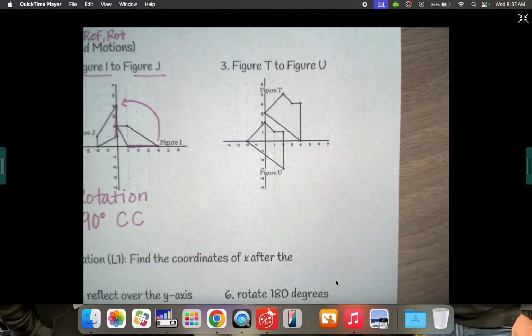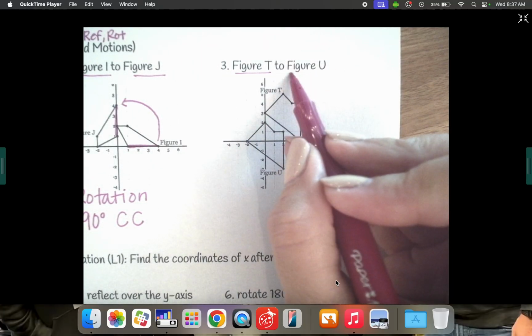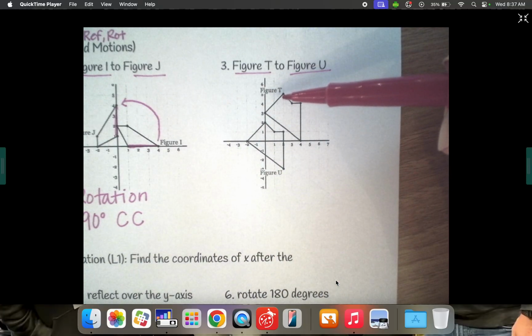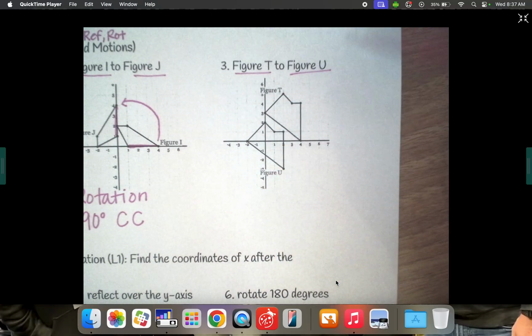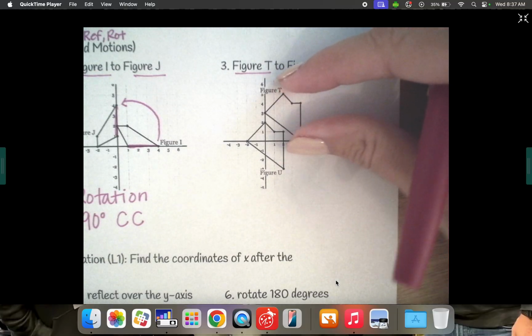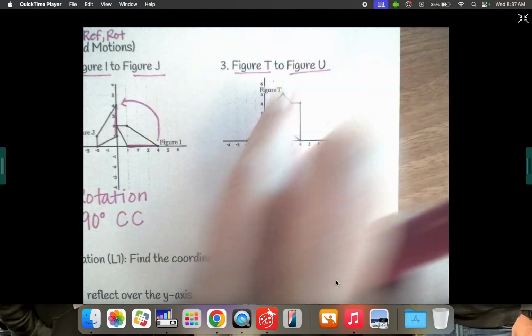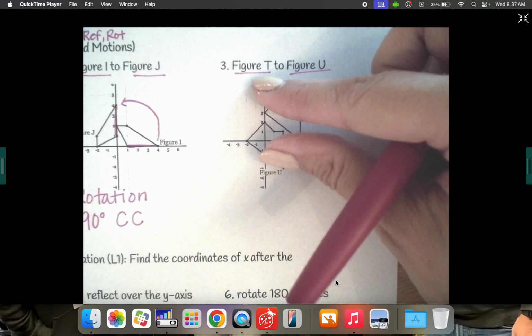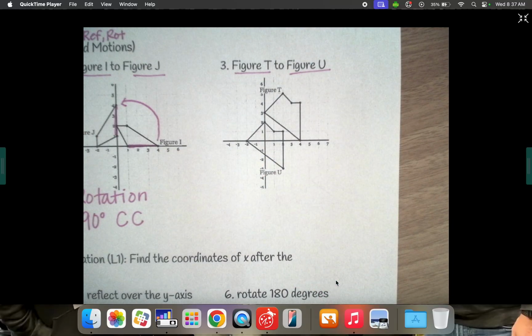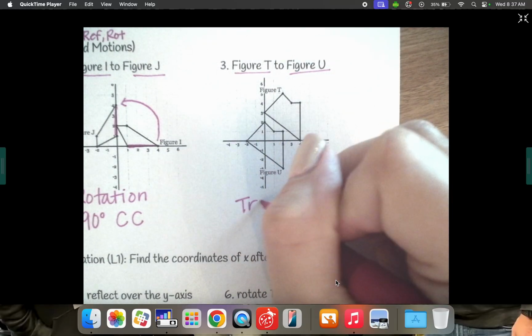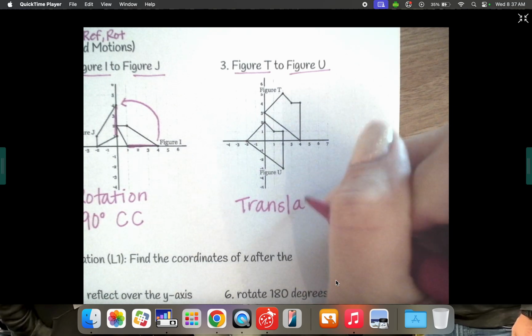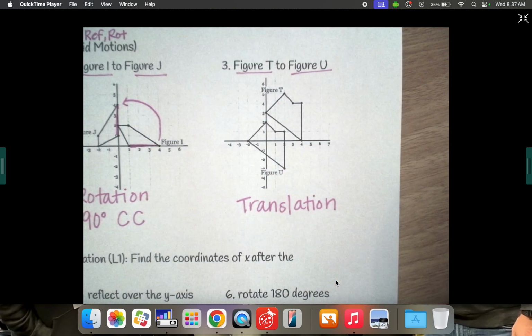Okay, for this one, we went from figure T to figure U. So we're going from this top one to the bottom one. It looks like the shape stayed the exact same size, so it didn't turn, it didn't flip. It looks like it just kind of slid. So if it slides, that is called a translation. So a translation is a slide, and now we need to be specific.